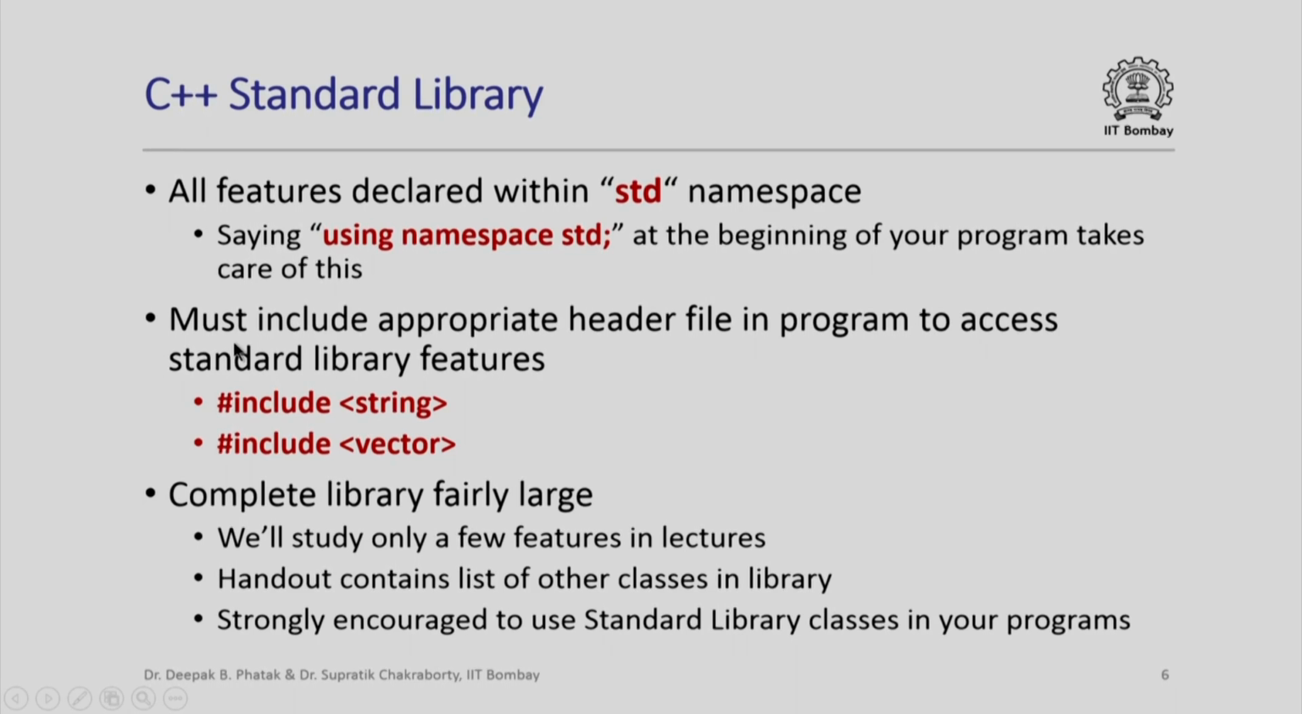Another important point is that when you are using the C++ standard library, you must include the appropriate header file in order to access the library features. So, for example, if you are using the string class, you must say #include open angle bracket string close angle bracket. If you are using the vector class, you must say #include open angle bracket vector close angle bracket. We will actually see lots of examples of these in the examples that we will study.